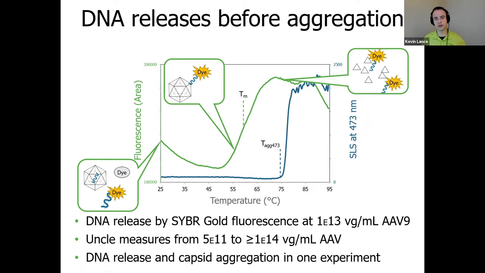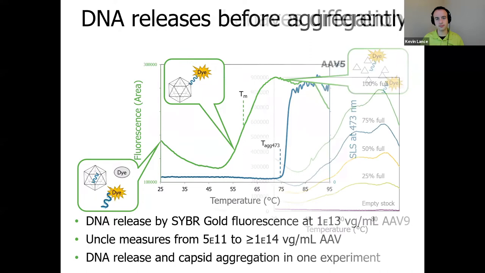across a wide range of serotypes. What's also pretty valuable about this experiment is that it's a stability measurement and an aggregation measurement in one. And that aggregation measurement is a convenient way to link between our SYBR Gold ejection experiments and our intrinsic fluorescence experiments looking at capsids.